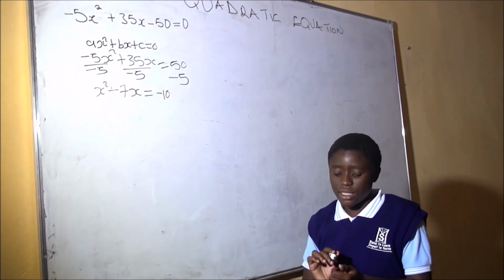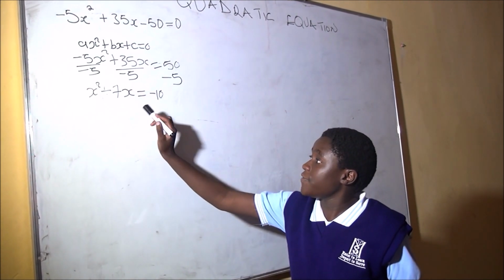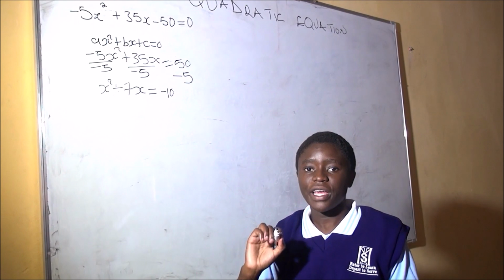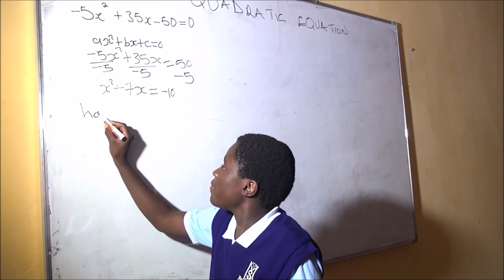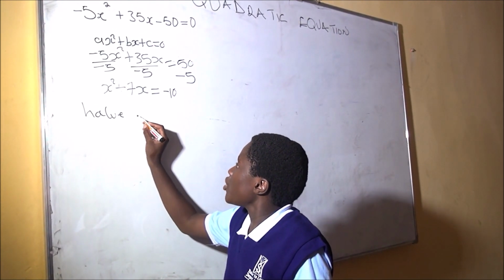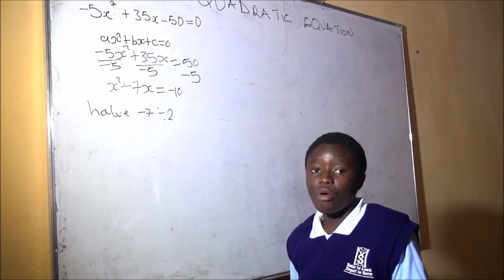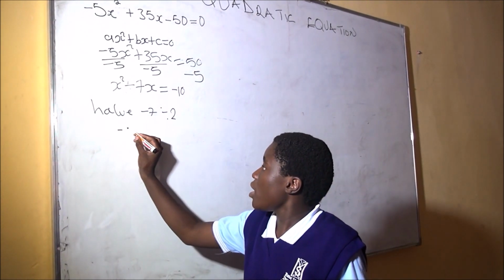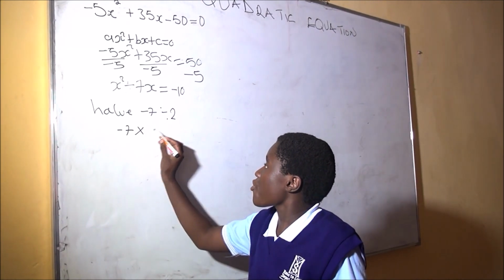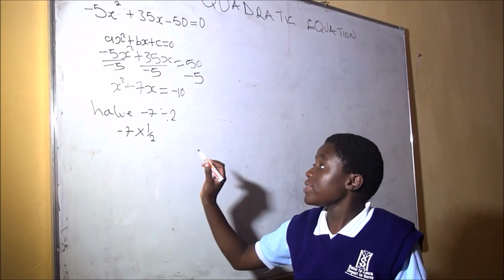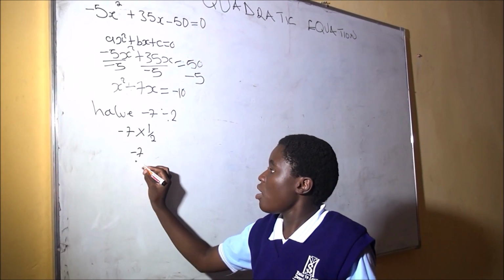Then we're going to find the half of negative 7x. We're going to halve negative 7, dividing it by 2, and then change the sign. It's going to be negative 7 times the reciprocal of 2, which is 1 over 2. Then negative 7 times 1, which is negative 7 over 2.